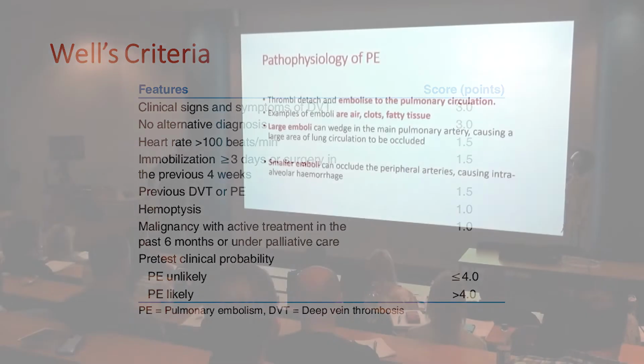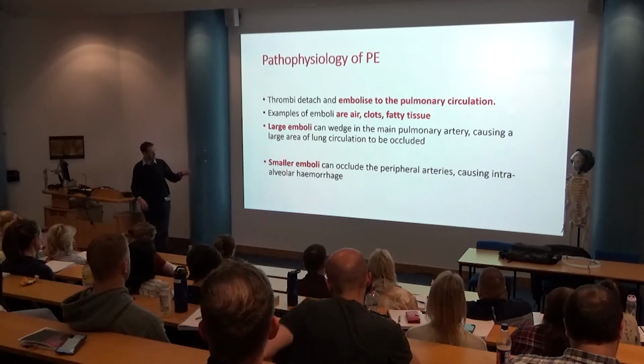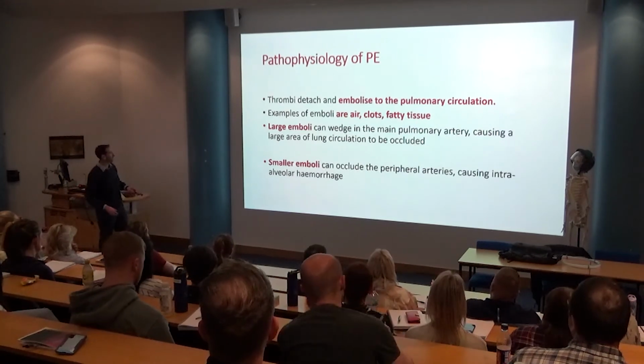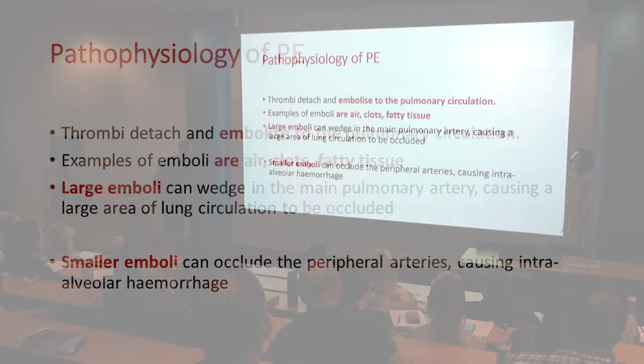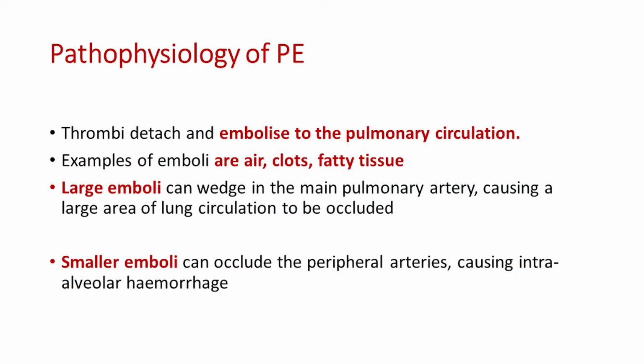Okay. So here, as we were talking about, the size of the emboli. A larger emboli can wedge in the main pulmonary artery, causing a large area of lung circulation to be occluded. That's the worst ones. And a smaller emboli can occlude the peripheral arteries, causing intra-alveolar hemorrhage as well. Here we go. That's your PE.